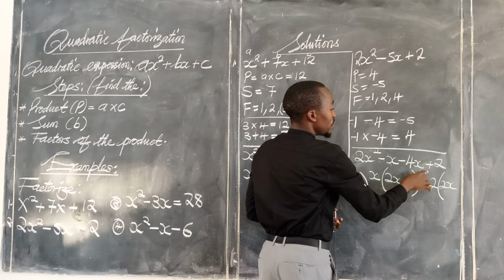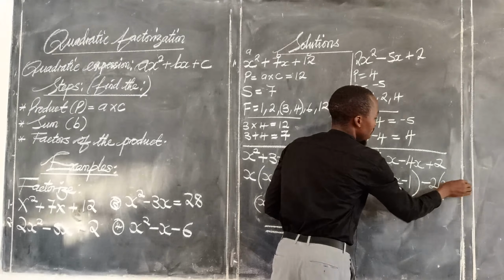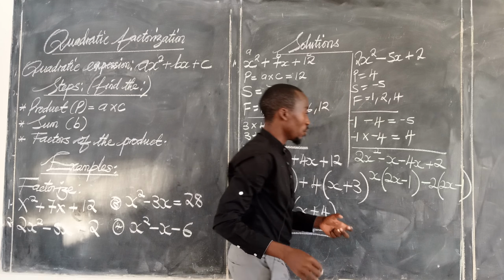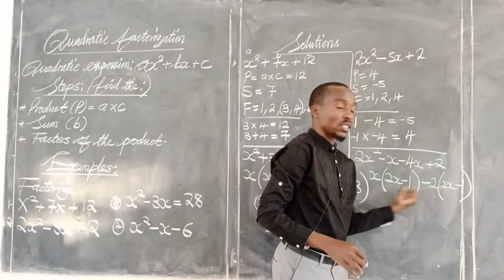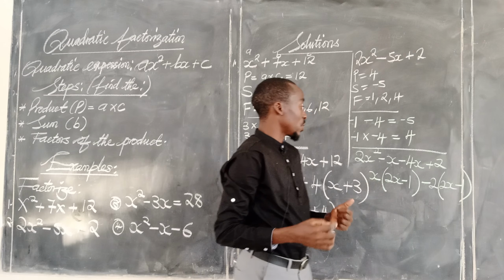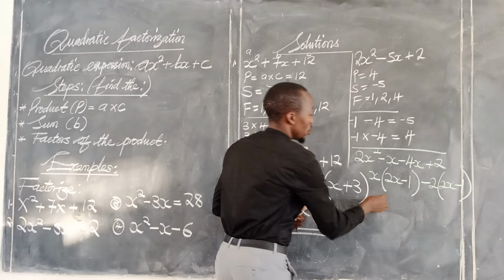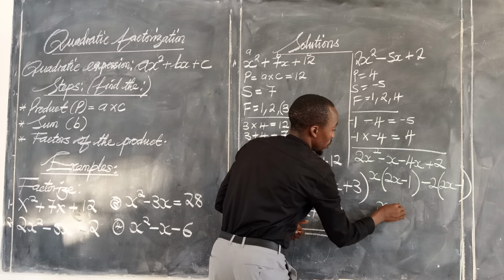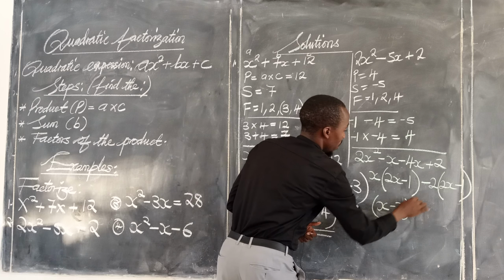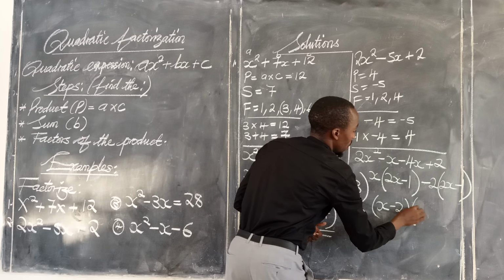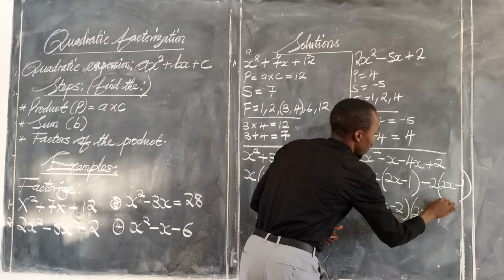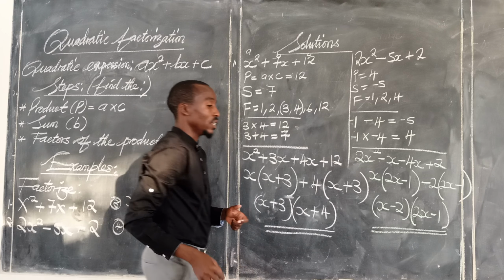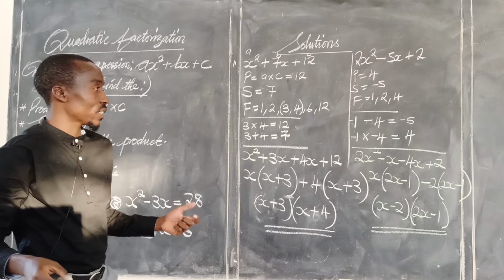Negative divided by positive, it is negative. 2 into 2 is what? 1. So we find that what is in the brackets is the same. Then it means that we are doing the correct thing. So we are going to say x minus 2 in brackets, and then you pick any of these, say 2x minus 1. Since they are the same, then we have factorized. Take a look at that.